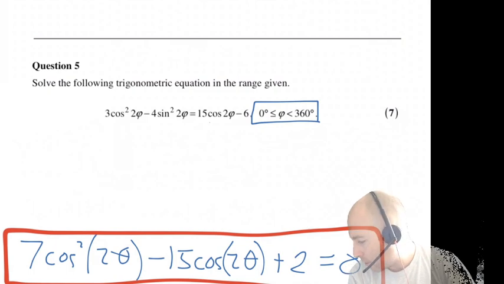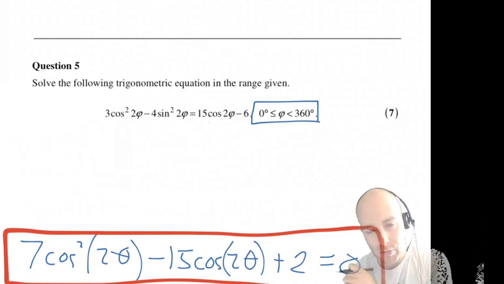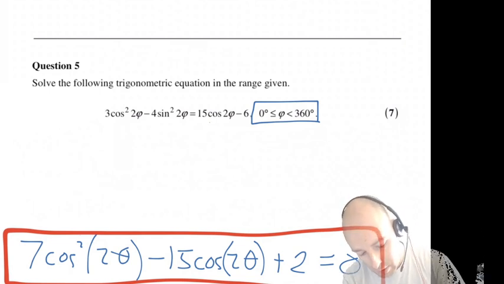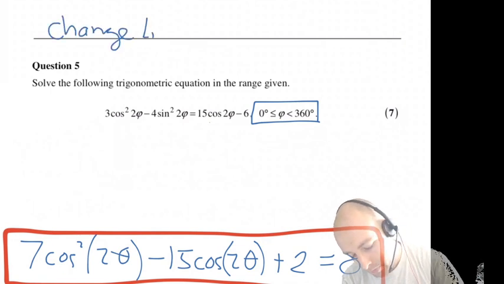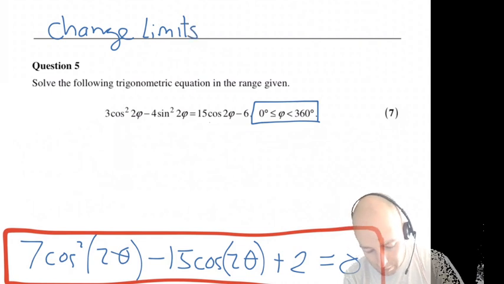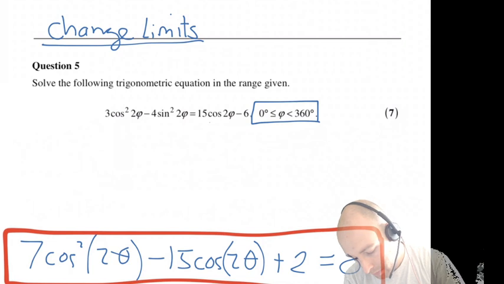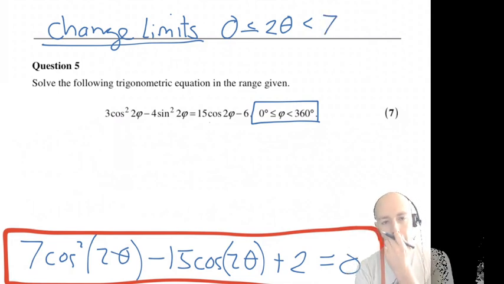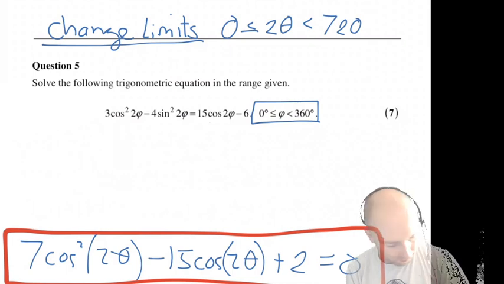Cool. All right. So yeah, we're trying to solve this quadratic, but we're trying to solve for theta, and we've got 2 theta. So the first thing we need to do is change the limits. Instead of theta we've got 2 theta, so we're going to times my limits by 2. So we still get 0, we then get 2 theta, and then instead of 360, we're now going to get 720. Notice the upper limit is less than, so we'll see if that's important later.